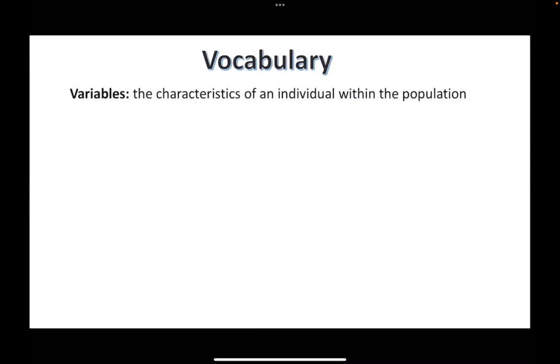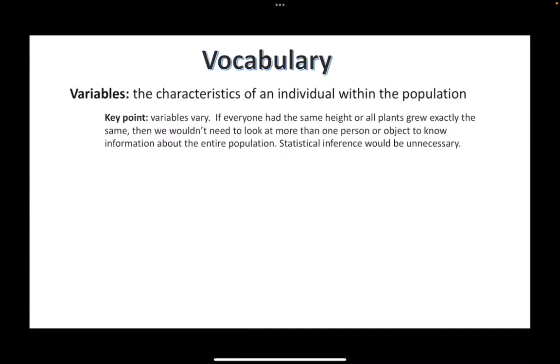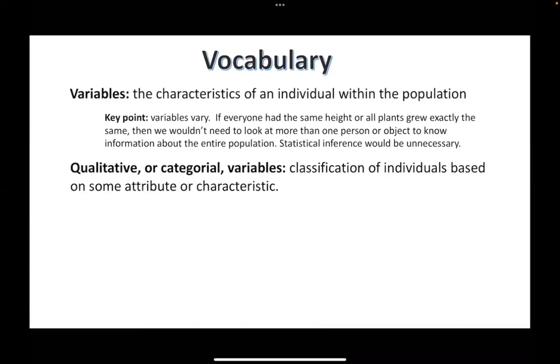It's kind of the same thing here, but variables aren't just numbers. They're the characteristics of an individual. So if you were sampling Skittles, the variable could be the color of the Skittles. That's what the variable is. It's the thing that varies. If everybody had all the same height or plants grew exactly the same, we wouldn't need to study anything. We wouldn't need variables. Variables vary. So that's basically it. Next, qualitative or categorical.